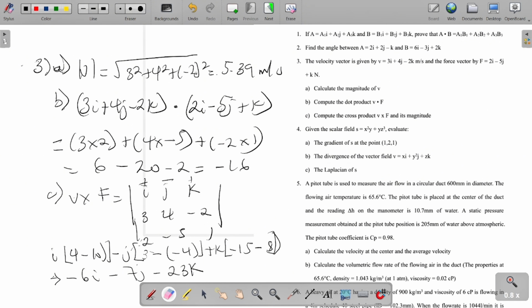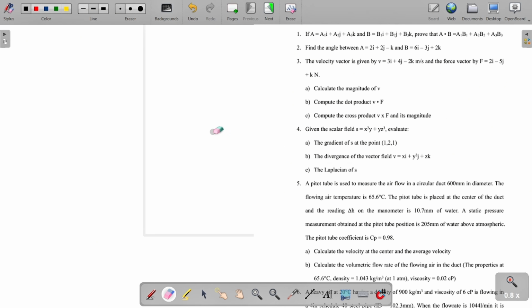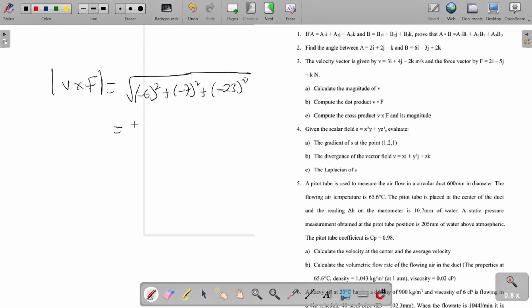So they ask us to also calculate the magnitude. So let's see how to get the magnitude. The magnitude of V cross F gives me the square root of minus 6 squared plus minus 7 squared plus minus 23 squared, right? So this gives me 24.78, right? So that's also the magnitude of that vector. So it becomes very easy, right?